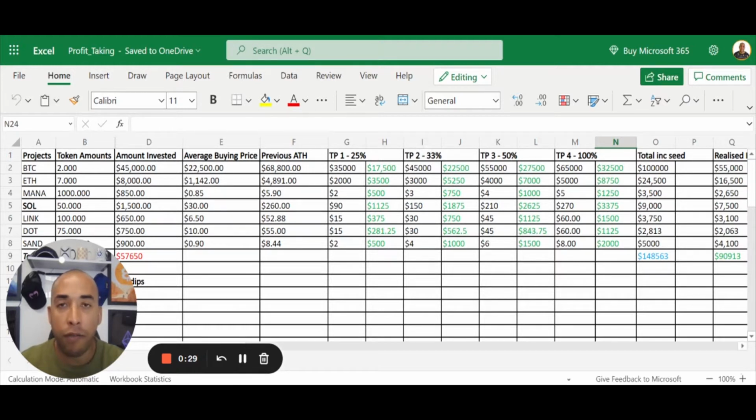Now I'm going to start off on the left hand side here. So projects. What we're going to do here is very simply enter the ticker names for each one of the cryptocurrencies. That keeps it easy for you. So BTC is Bitcoin, ETH is Ethereum. The reason that I've put them as tickers is because that's the way you're going to interact with them when you're using the exchange. It makes it easier for you to find them.